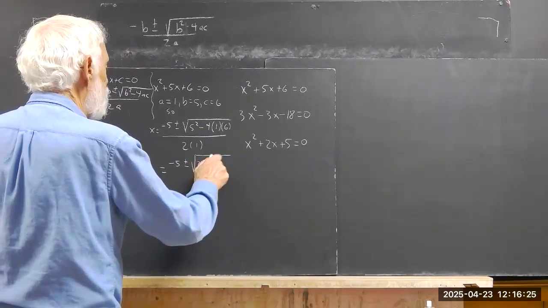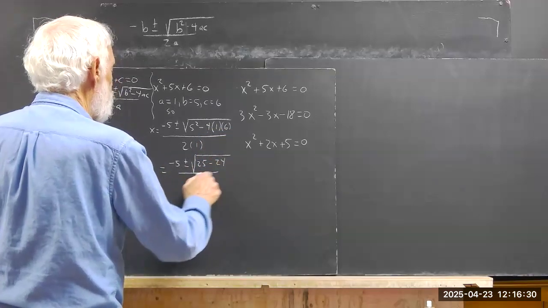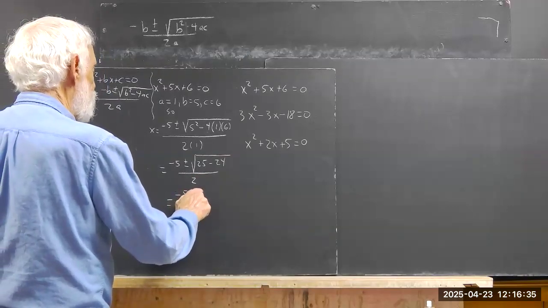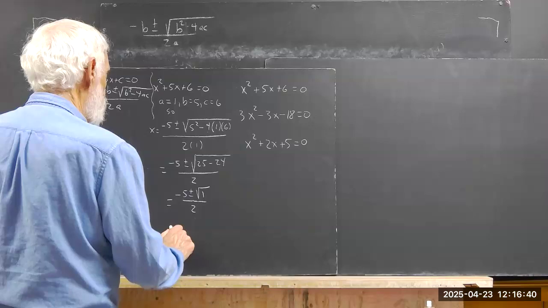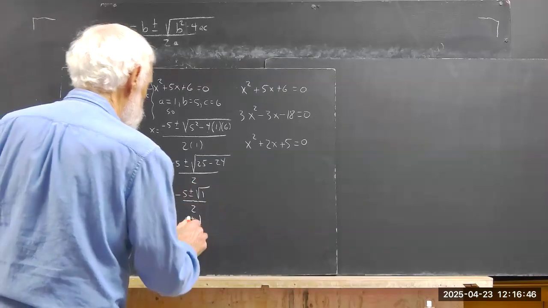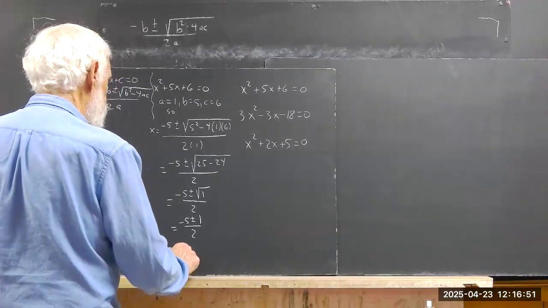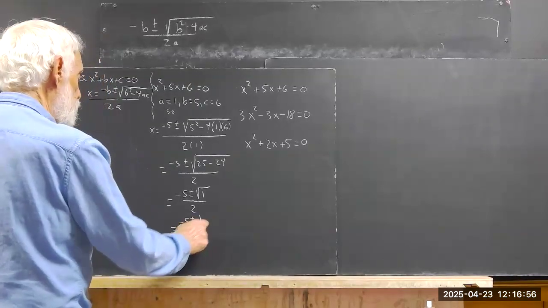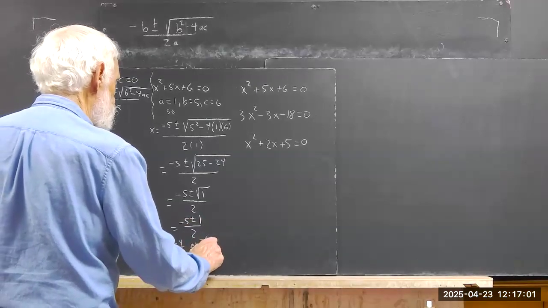Five squared is 25. 4 times 1 is 4, and then times 6 is 24. So we get that, and that's negative 5 plus or minus the square root of 1 over 2. It's negative 5 plus or minus 1 over 2, because the square root of 1 is 1. Negative 4 over 2, that'd be negative 5 plus 1. And negative 5 minus 1 is negative 6 over 2.